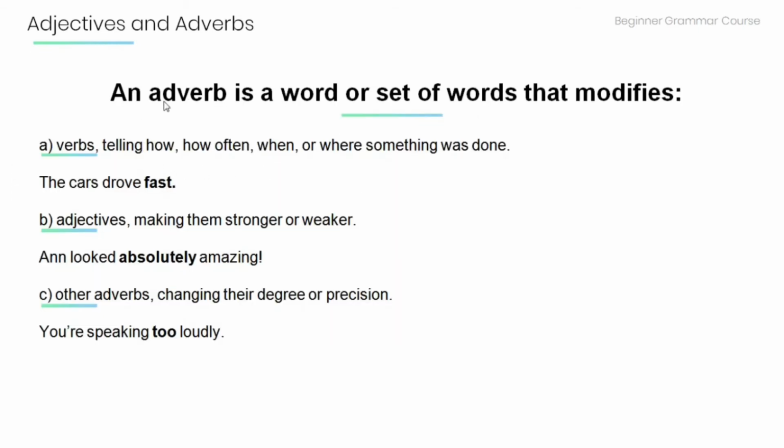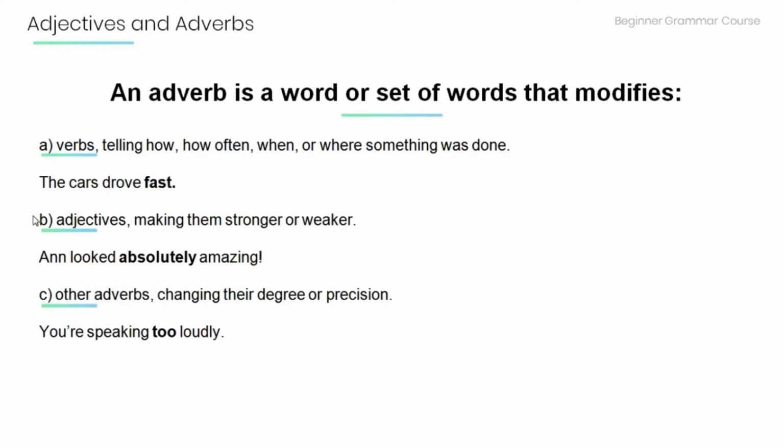On the other hand, an adverb is a word or set of words that modifies A. Verbs, telling us how often, when, or where something was done. For example, the cars drove fast. The adverb fast describes how the cars drove.